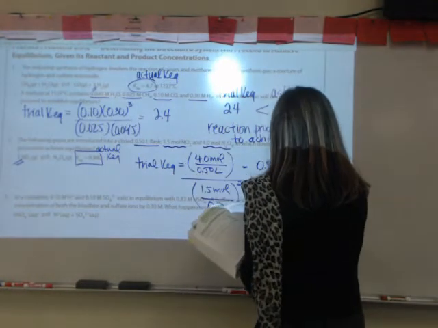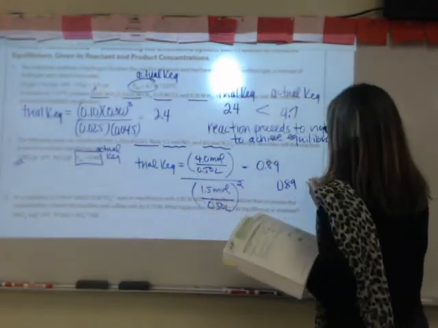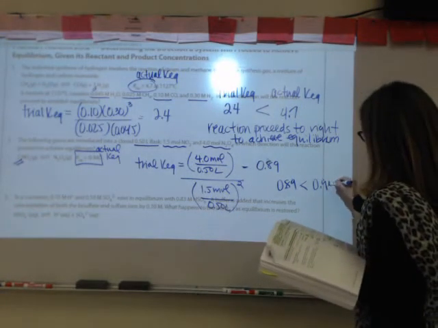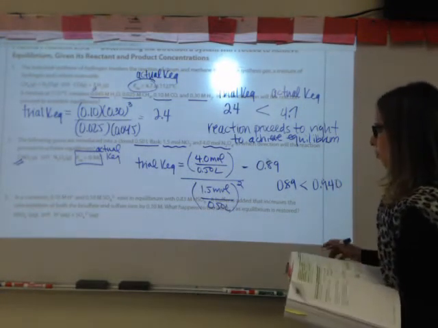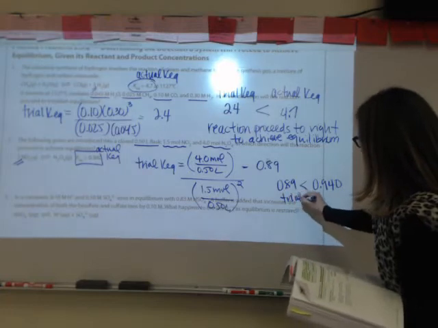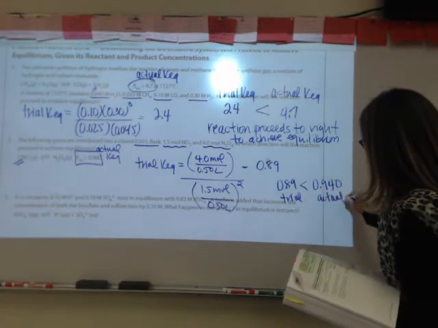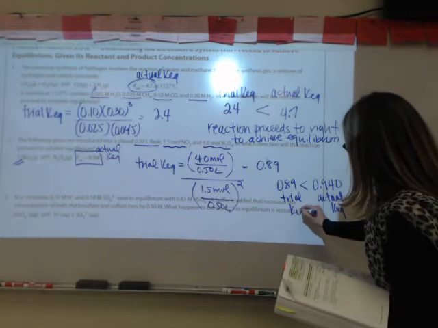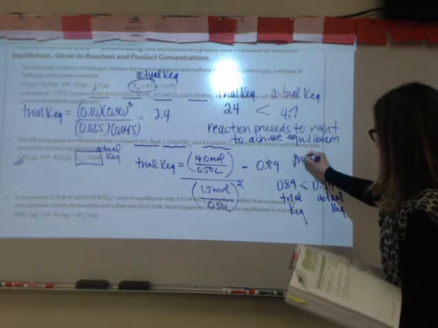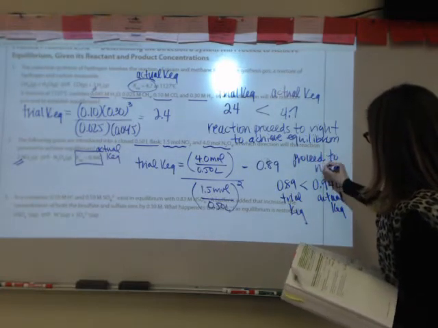So your trial KEQ of 0.89 is less than the actual KEQ of 0.940. So this is your trial, this is your actual. So that means you will also proceed to the right to achieve equilibrium.